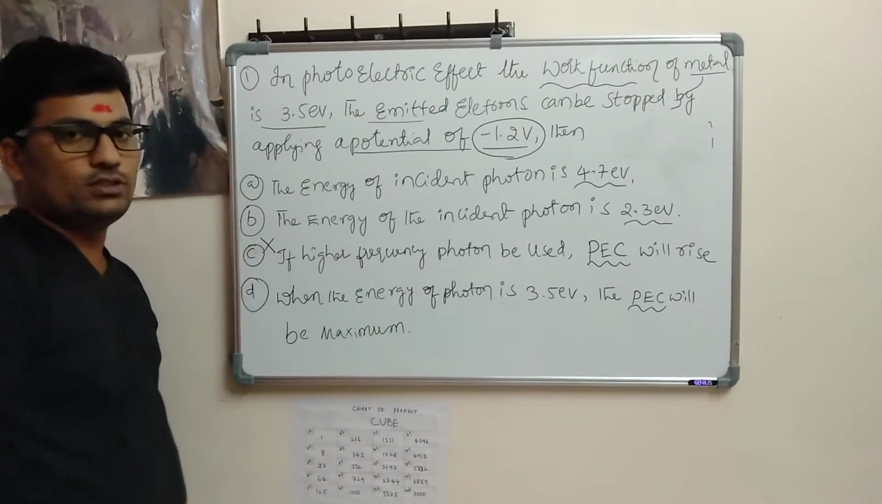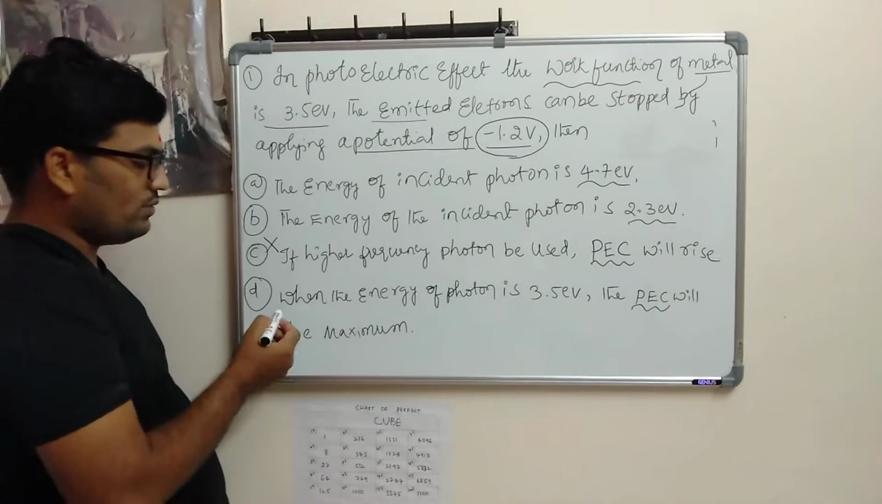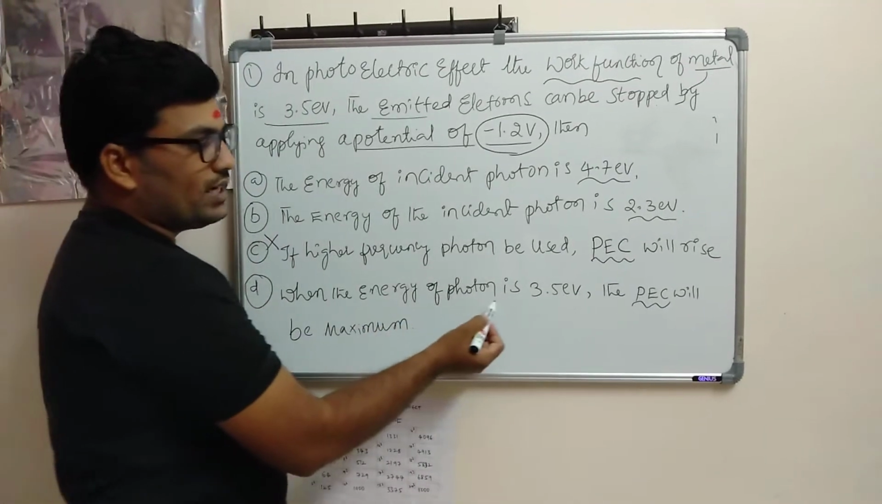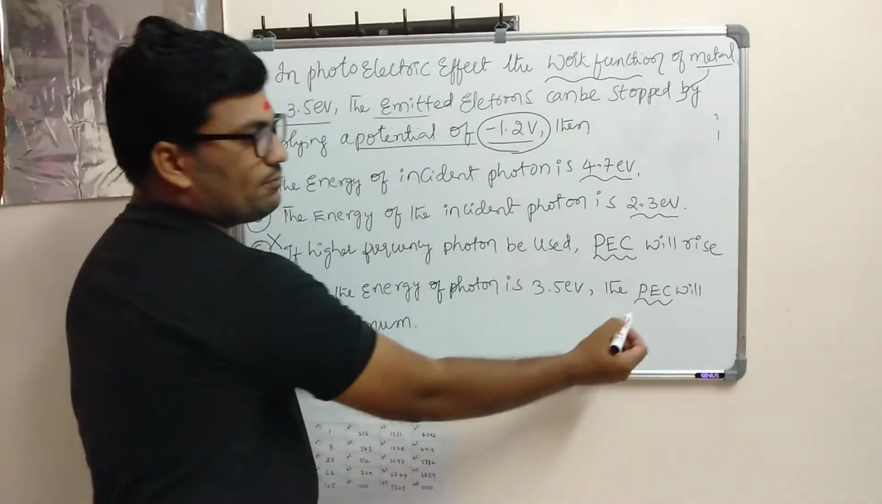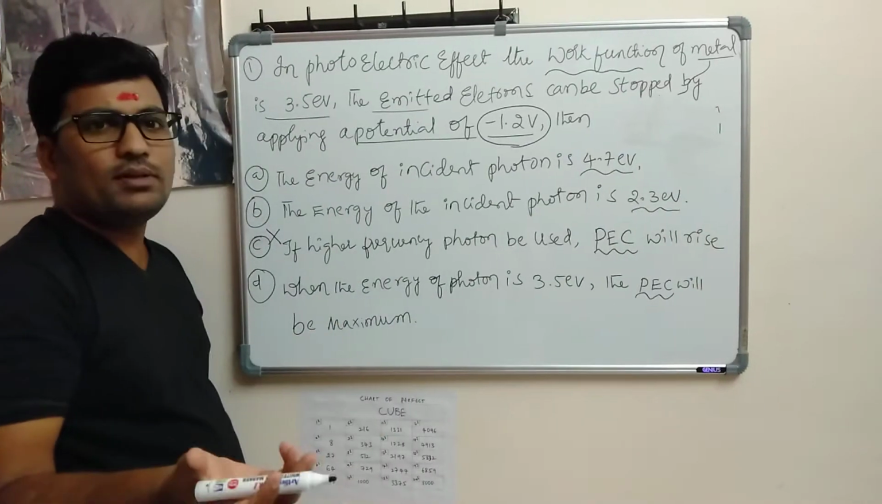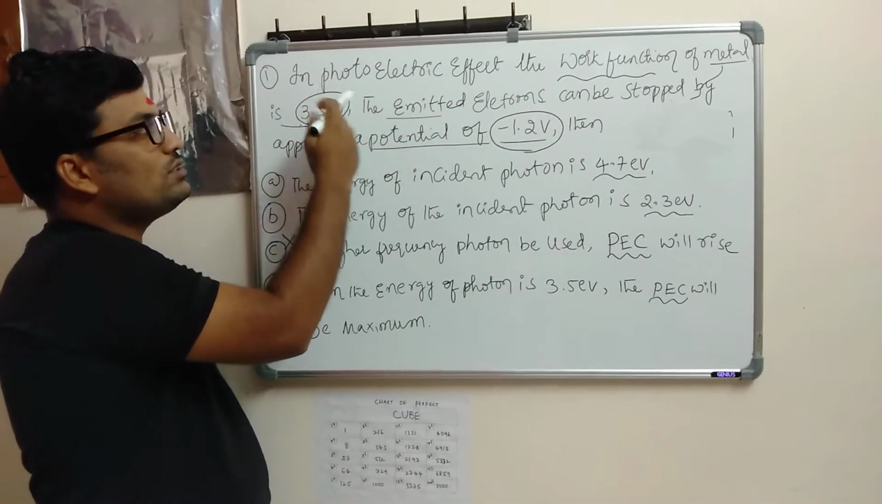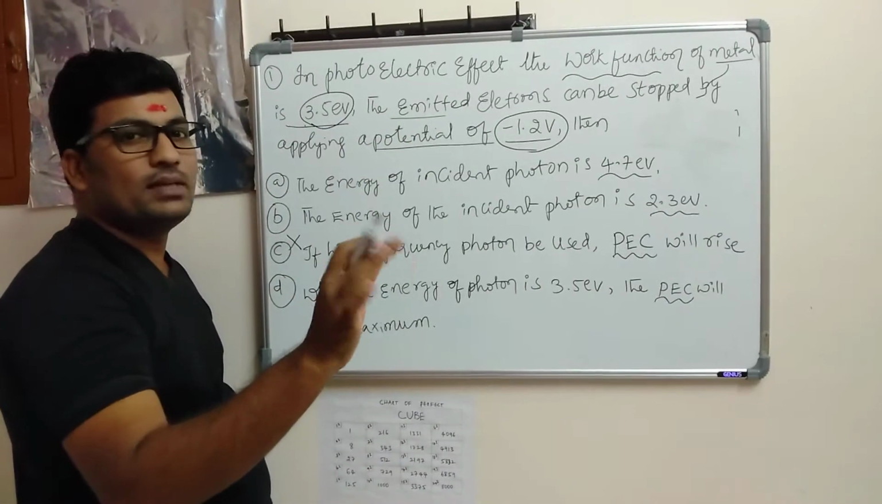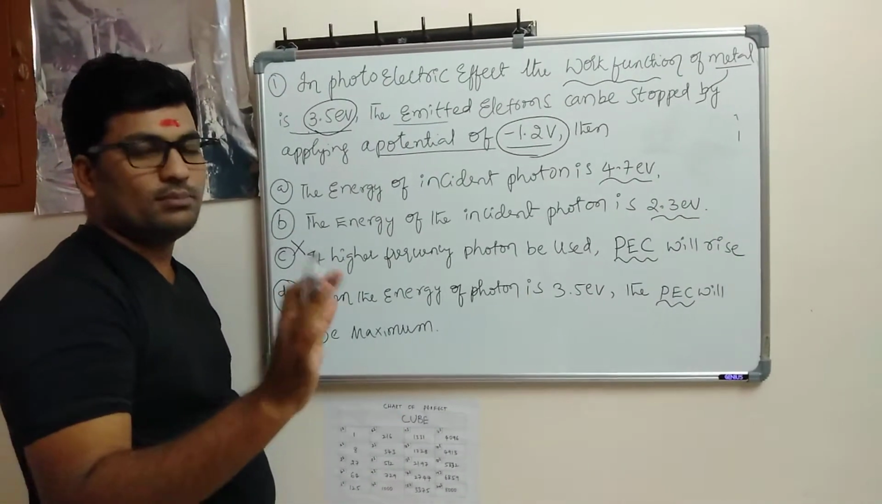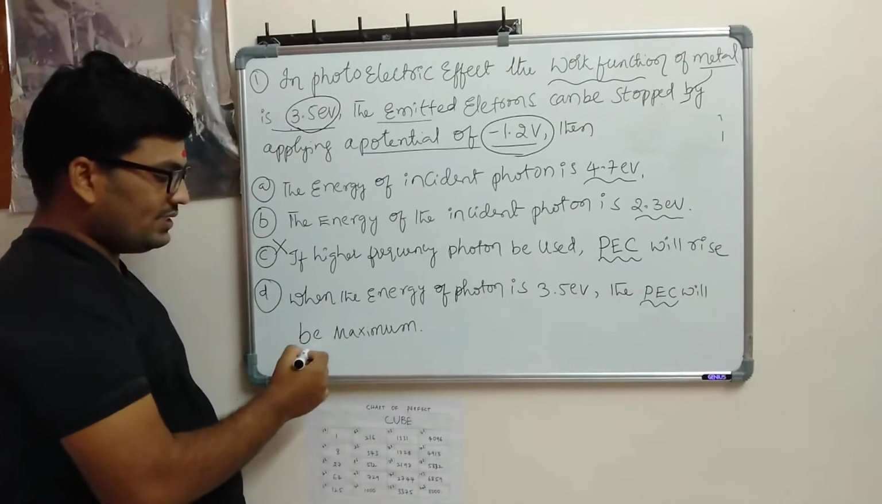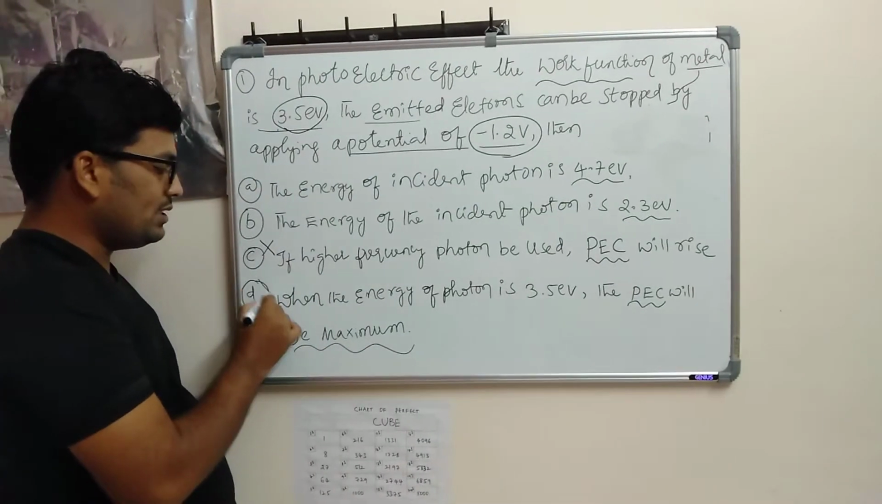Next, the fourth option. The fourth option is also the same. When the energy of the photon is 3.5 electron volt, the photoelectric current will be maximum. How will it be maximum? I told you already, the electron will be liberated only if you apply energy above the work function. Otherwise it won't be liberated; it will stay like that only. So here he is saying maximum, so this option is also wrong.